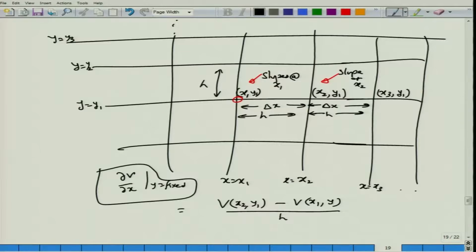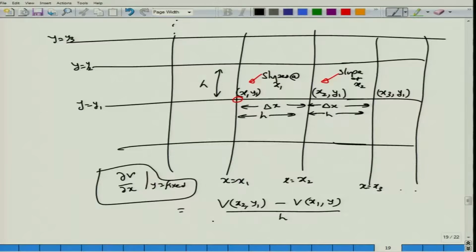Because on a computer I can't take the limit of h going to 0, right? All numbers on a computer are represented by a finite value, so I can't take h to 0. So on a computer this is what I am going to have. So this is the slope at x1.